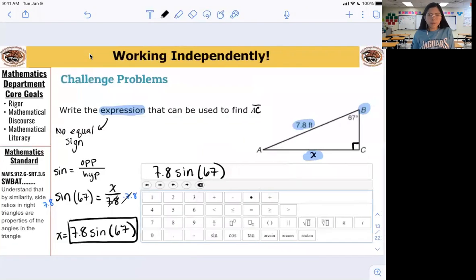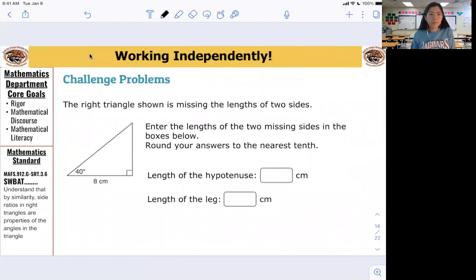We did this one as the bell ringer, so let's go ahead and do this one. The right triangle shown is missing the lengths of 2 sides. Enter the lengths of the 2 missing sides in the boxes below. Round your answer to the nearest tenth. Okay, so first it's asking us for the hypotenuse. So whenever you have a missing side, you're always going to label it with an X.